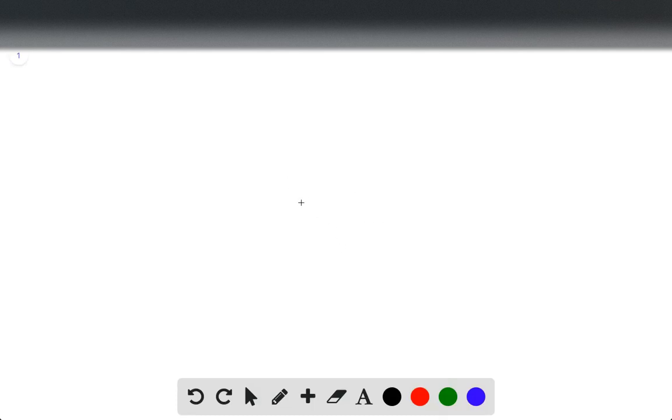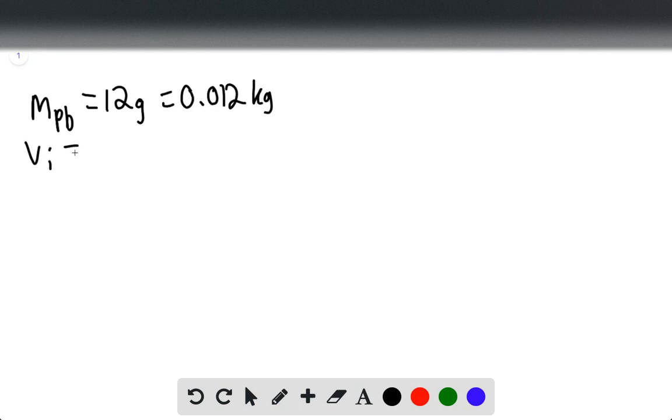Okay, so we need to first find the temperature rise, the temperature change of the bullet, as well as if the bullet melts given its initial temperature. So we have the mass of the bullet. Mass of lead is going to be equal to 12 grams or 0.012 kilograms. The initial velocity is going to be 220 meters per second, and then the final velocity is going to be equal to 160 meters per second.